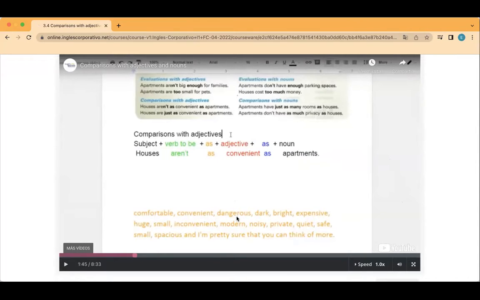convenient, dangerous, dark, bright, expensive, huge, small, inconvenient, modern, noisy, private, quiet, safe, small, spacious. All of these you can use here in the red. Houses aren't as bright as apartments, or as comfortable, or as private, or whatever word you want, okay? Is it okay how to use as? Yes, teacher.